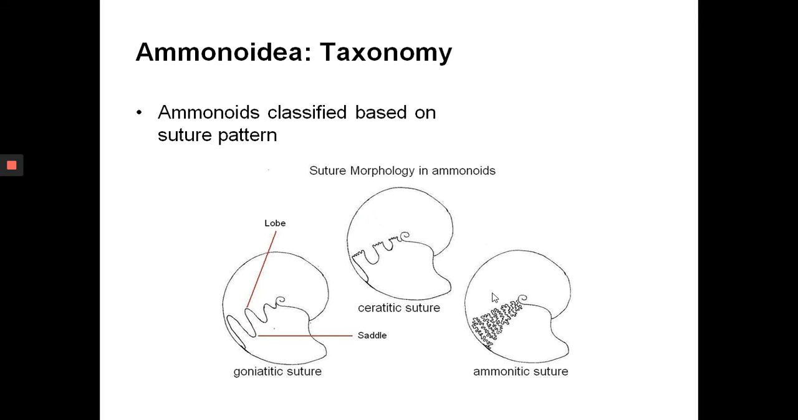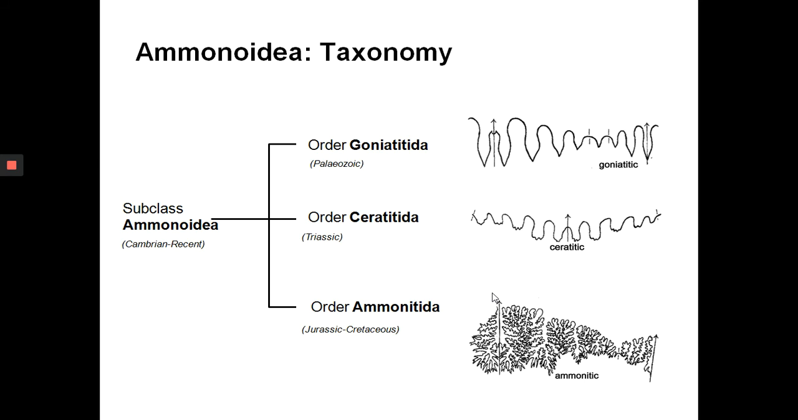So you can classify ammonoids based on the suture patterns. Three orders are identified based on the suture pattern. First, you have the goniatites or the Goniatitida, and this is the pattern you get, or the Ceratitida and the Ammonitida. So we call them goniatites, ceratites, and ammonites. The lineage becomes younger and younger in this direction: goniatites to ceratites to ammonites. We go from the Paleozoic here to Triassic to Jurassic to Cretaceous.